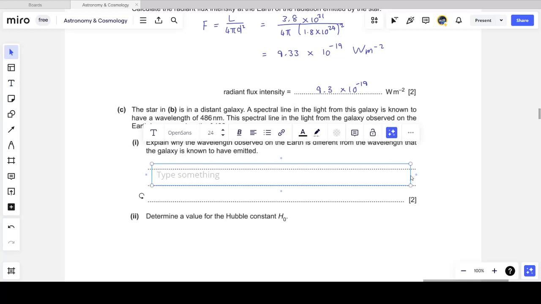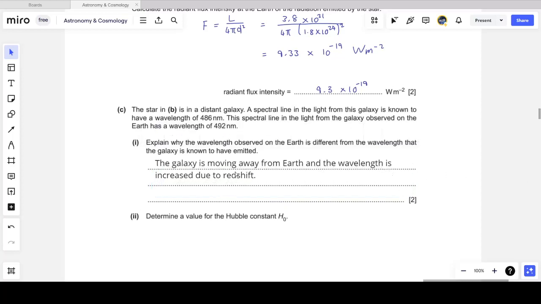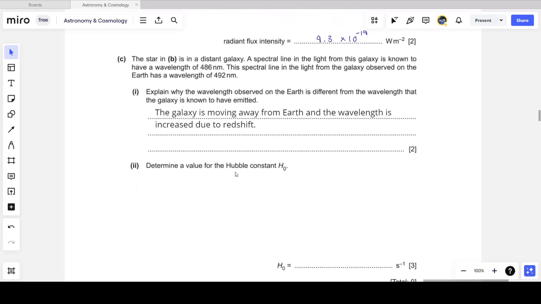It means redshift is happening, and it means that the galaxy is moving away from Earth, and the wavelength is increased due to redshift. So I have to talk about the fact that there's redshift, and that's why the spectral lines are shifted towards the red end of the spectrum, higher wavelengths, but that's because the galaxy is moving away. So whenever you're asked about redshift, it always means that the universe is expanding, things are moving away from other things.